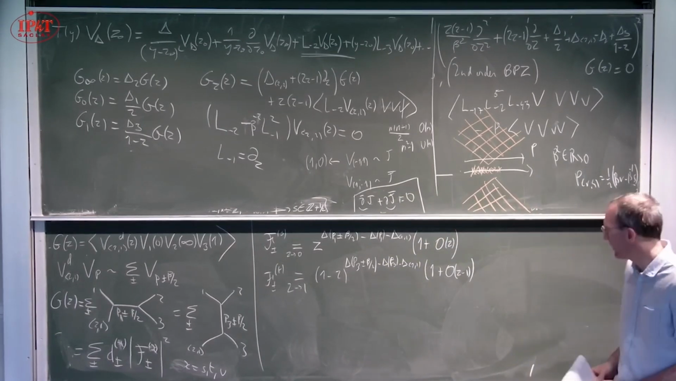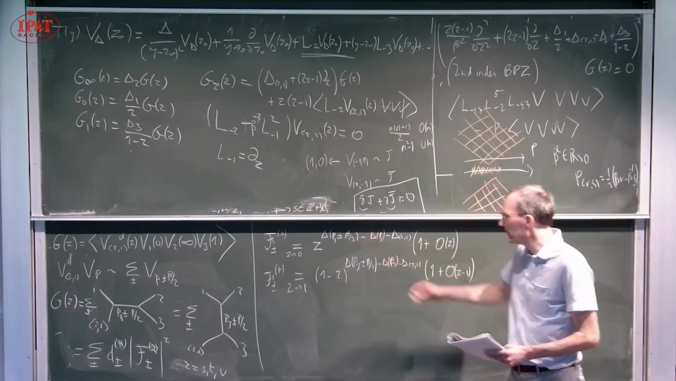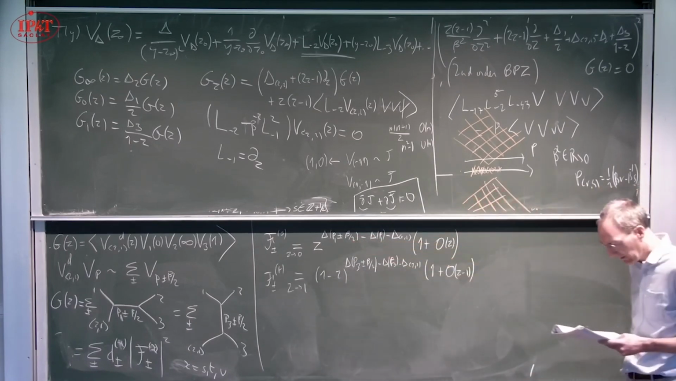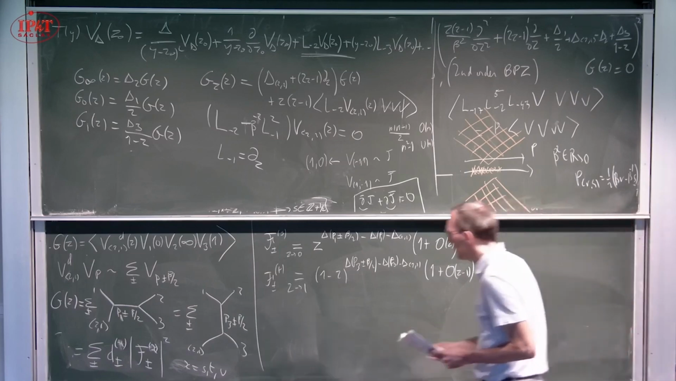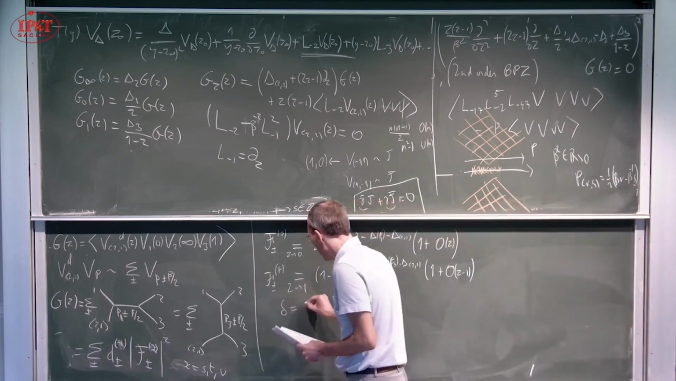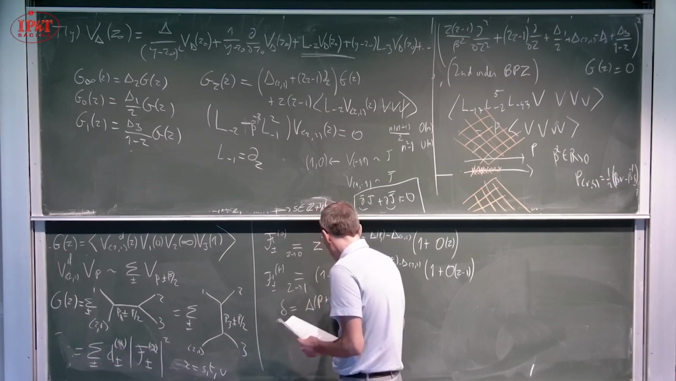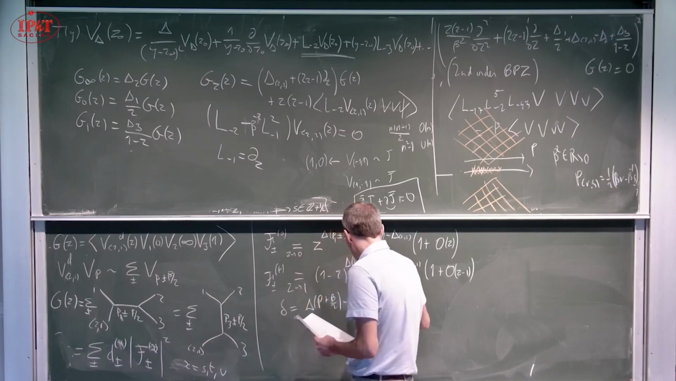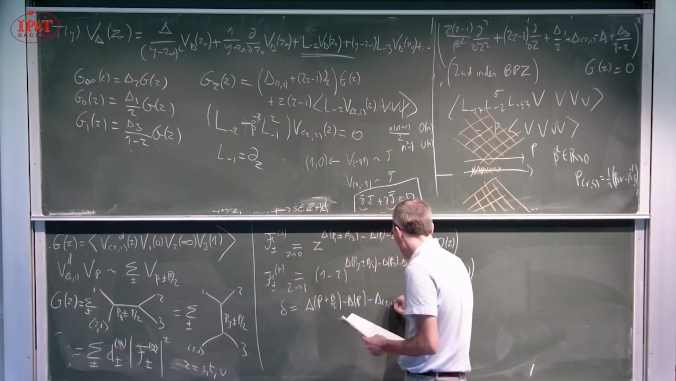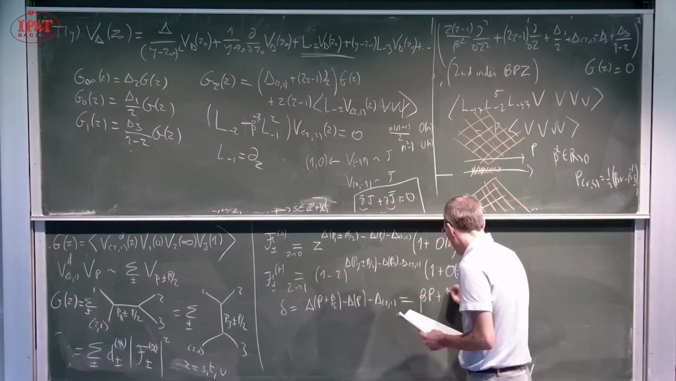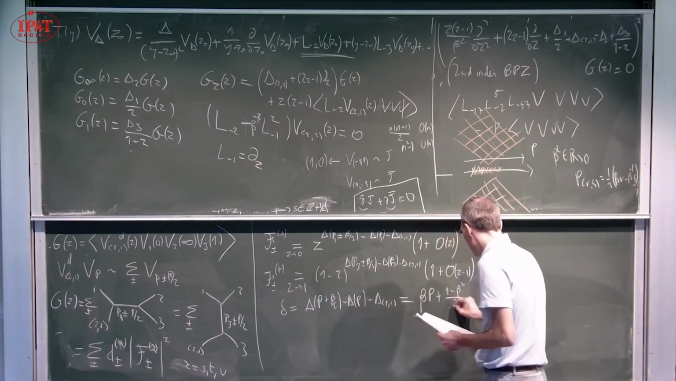So what are these numbers here? The characteristic exponents, in fact, associated to this block. There's a short calculation you can do, which is delta of P plus beta over 2 minus delta of P minus delta of V_{2,1}, and the result is just beta P plus 1 minus beta squared over 2.